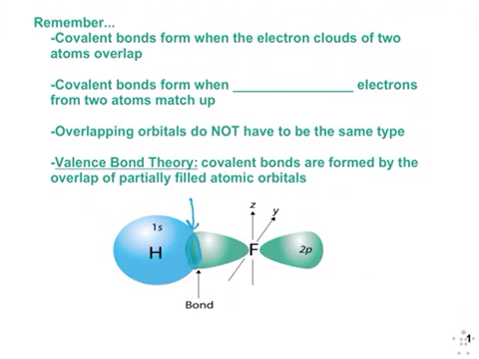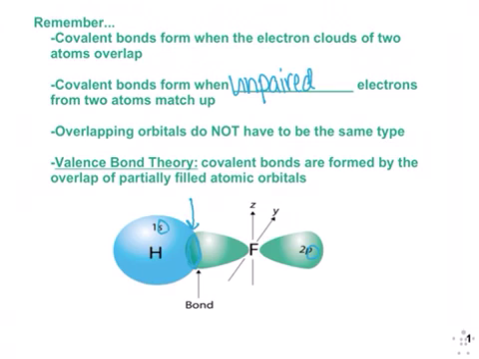A covalent bond will form when unpaired electrons from two atoms match up. Overlapping orbitals do not have to be the same type. By same type, this is an s orbital down here, where this is a p orbital. So you don't have to just overlap two s orbitals. An s and a p orbital can overlap.